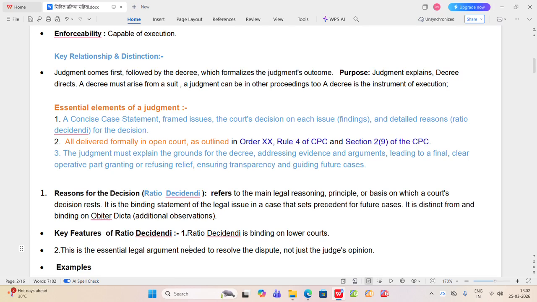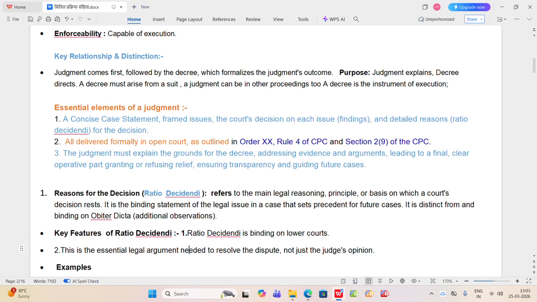So it is a binding statement of that legal issue in a case. So it sets as a precedent. When a case comes to the court and the judge has explained the case in a unique manner, and he has also explained how he has arrived at the decision, and he has shown all the reasons which are legal and binding, so that may be treated as a precedent important for the future cases. Whenever a similar case comes to the court, this case must be referred and the decisions of the case must be binding.